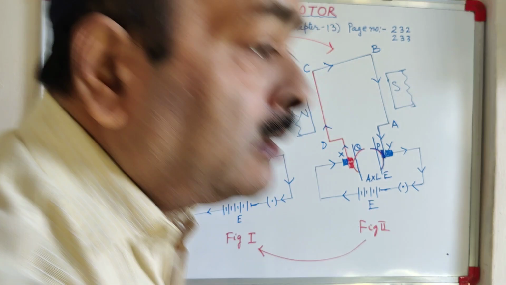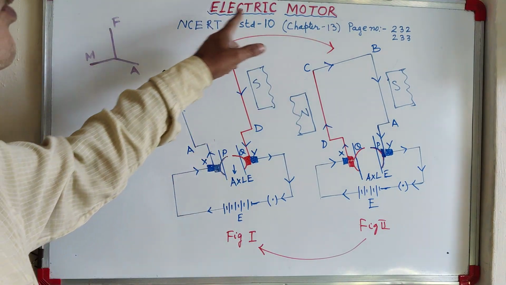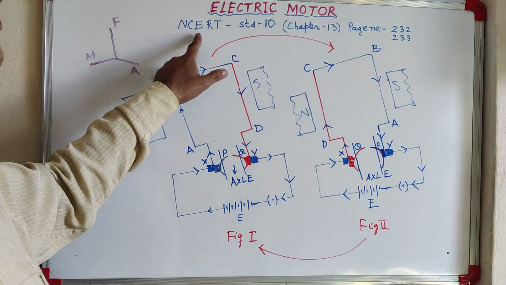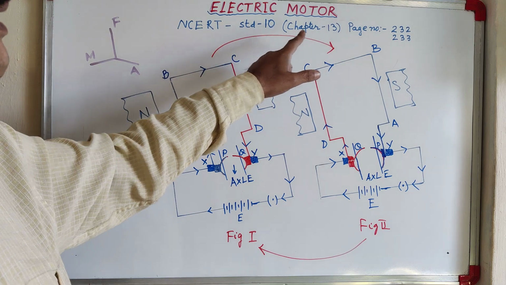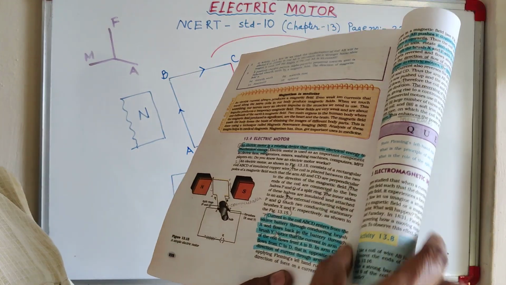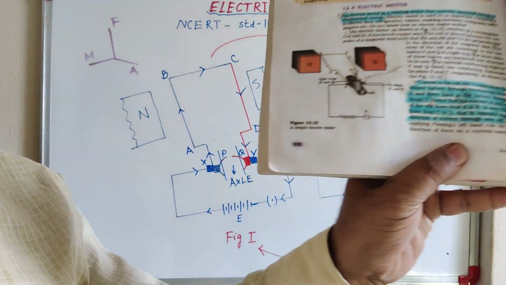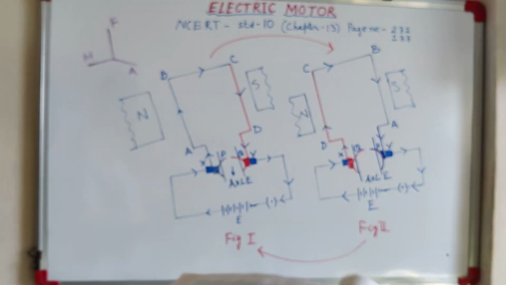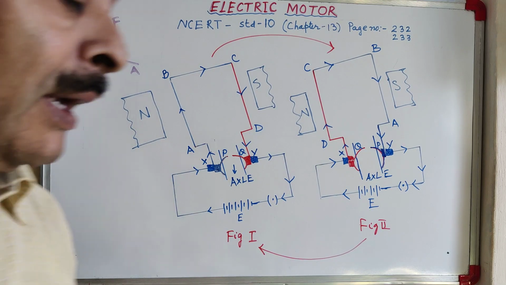Today's topic is electric motor. NCERT Standard 10, Chapter 13, page number 232. You all get ready with your textbook, page number 232 and 233. Electric motor.